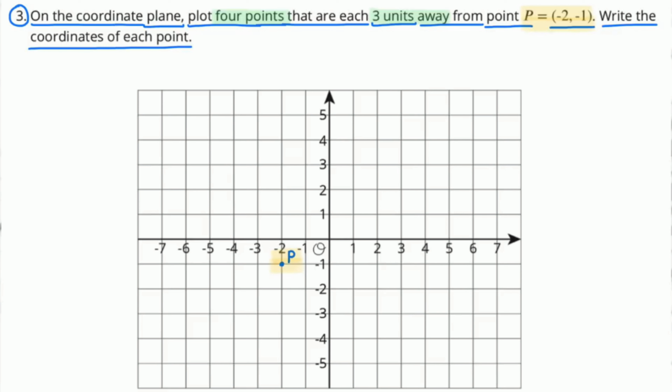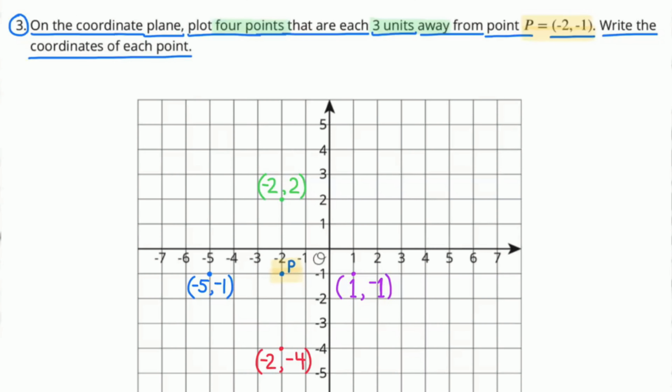Number 3. On the coordinate plane, plot 4 points that are each 3 units away from point P, and point P is equal to coordinates -2 and -1. Write the coordinates of each point. First, I plotted the point P. I went 2 to the left along the x-axis and 1 down along the y-axis. They asked me to plot 4 points that are each 3 units away from point P.